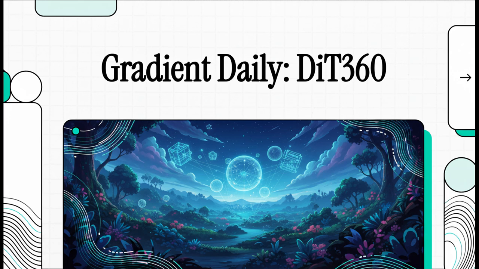Today we're diving into something really special. It's a paper that's fundamentally changing how we generate entire 360-degree immersive worlds from just a little bit of text. This is a huge challenge right at the intersection of computer vision and generative AI. And the paper we're exploring, DiT360, offers a solution that is just so clever and elegant. All right, let's get into it.